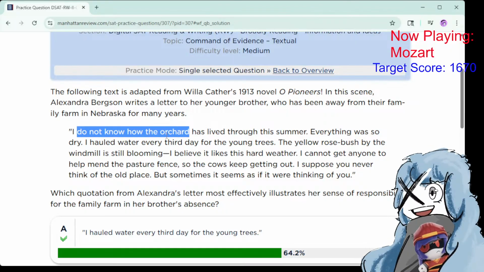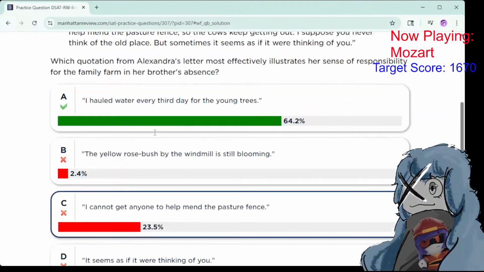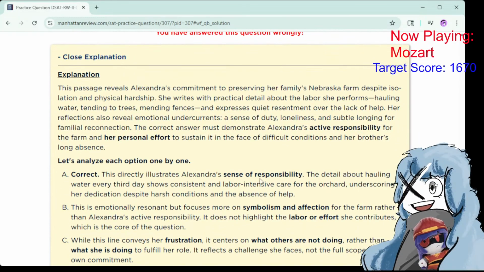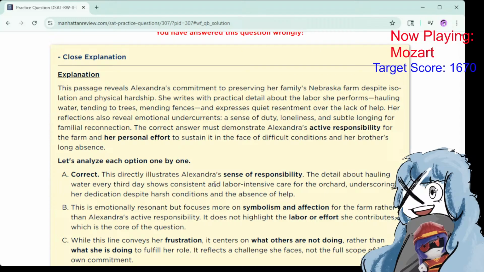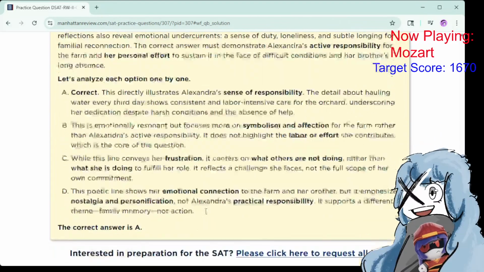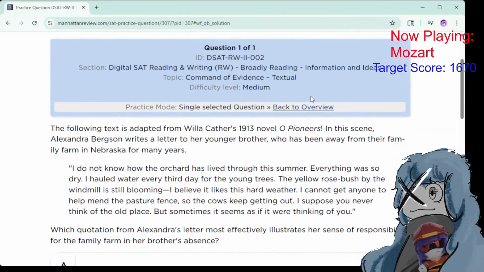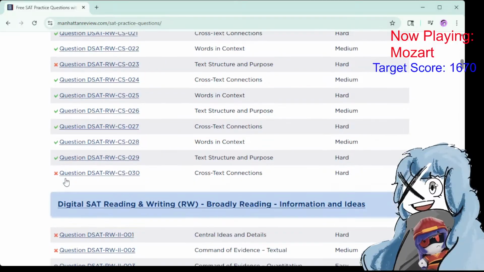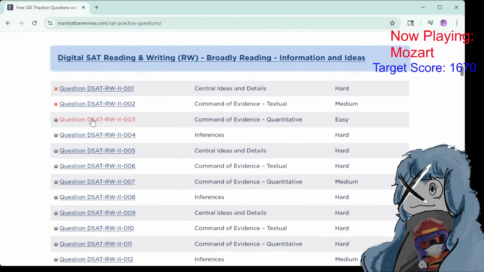Showing sense of responsibility, hauling water every day could be considered labor. But why should she learn what others are doing rather than what she is doing? Ugh. Too wrong. Oh my god.